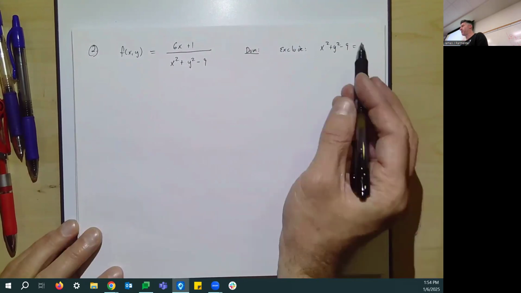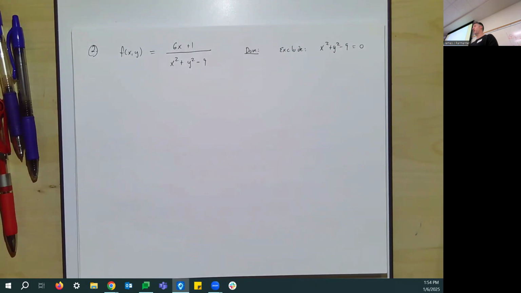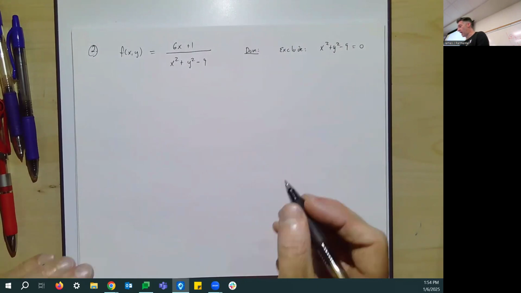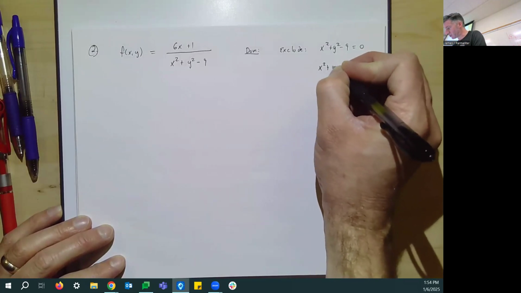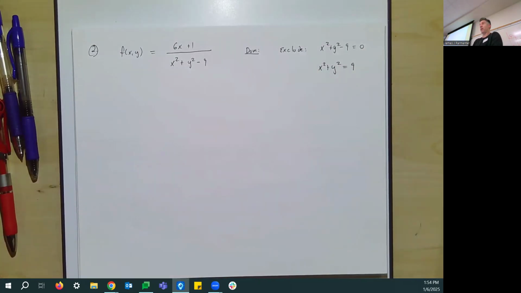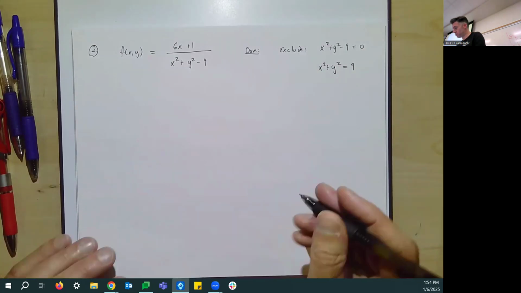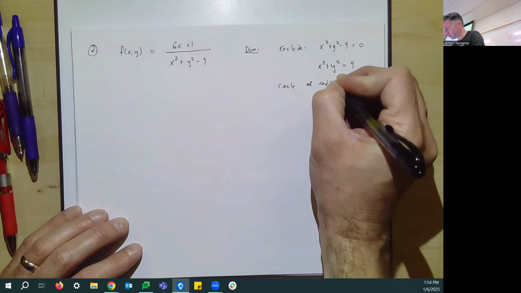So I don't want all these points. Well, typically when you see an x squared plus y squared, it's a really good clue that you probably have a circle somewhere. I would re-express this as: I'm going to exclude x squared plus y squared equal to 9, which is a circle of radius 3 centered at the origin.